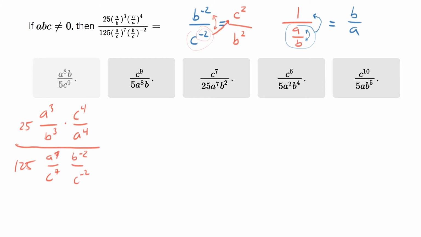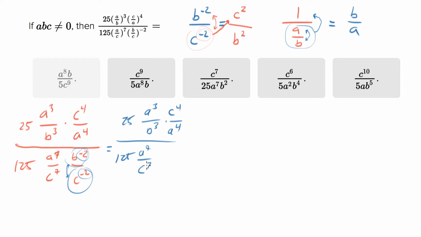Now let's do our negative exponent thing. So I'm going to change the sign on these exponents, and I'm going to flip their position on the fraction. So let's do 25a cubed over b cubed times c to the 4th. Nothing changes up top. Down below we have 125 a to the 7 over c to the 7 times c squared over b squared.